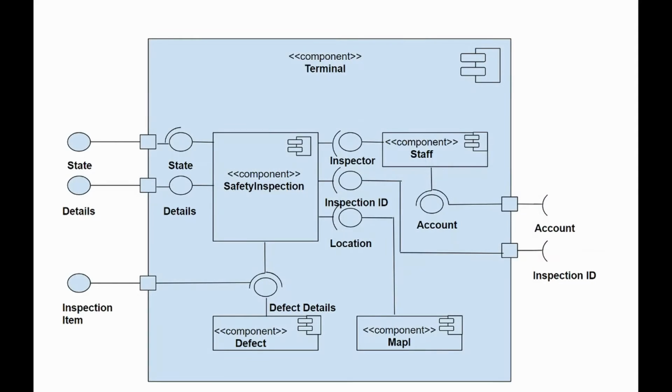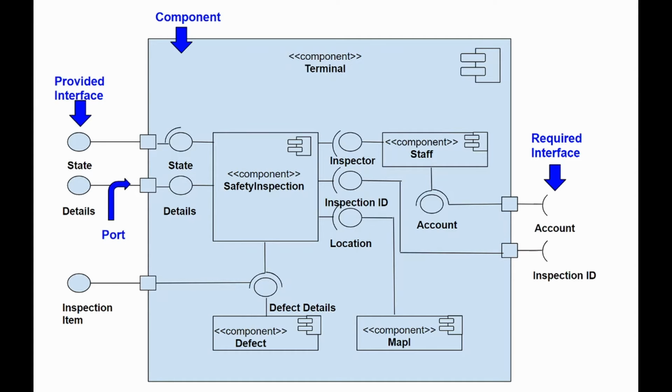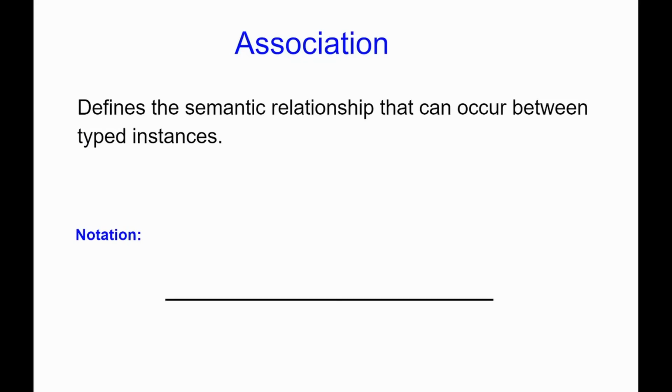Graphically, a component diagram resembles a system of components and logical nodes connecting them. In general, some relationships might already be familiar to you as they are widely used in the class diagram, but there are some unique ones. Association. An association defines the semantic relationship that can occur between typed instances. It is drawn as a straight line connecting two or more components of the system.